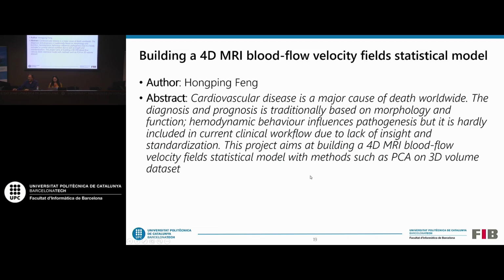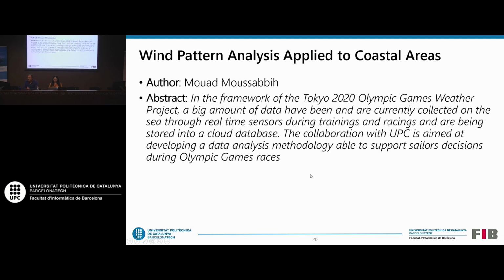The second one is given all the data that was gathered, because in Tokyo 2020 for the Olympic Games, the sailing teams were sensorizing the boats, and basically this data is available. So one of the projects that Mowat in this case did was to try to support the sailor decisions automatically, based on models that were created on the values that were generated by the sensors during the Olympics. So basically it's a data analysis methodology to support sailors.